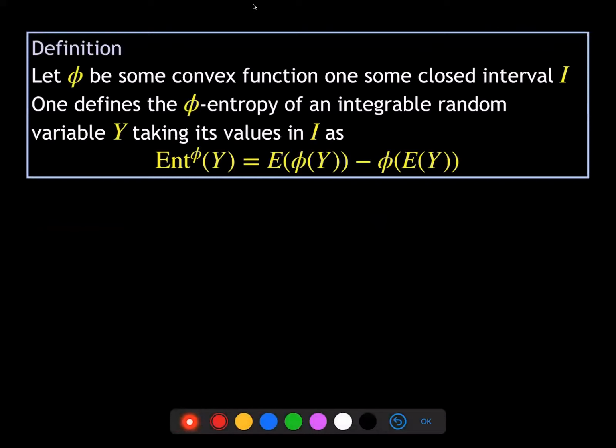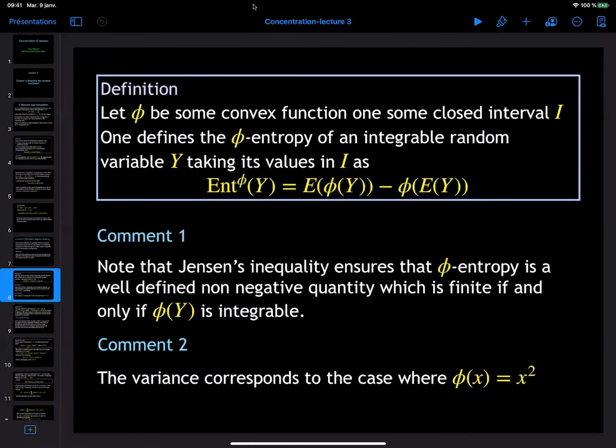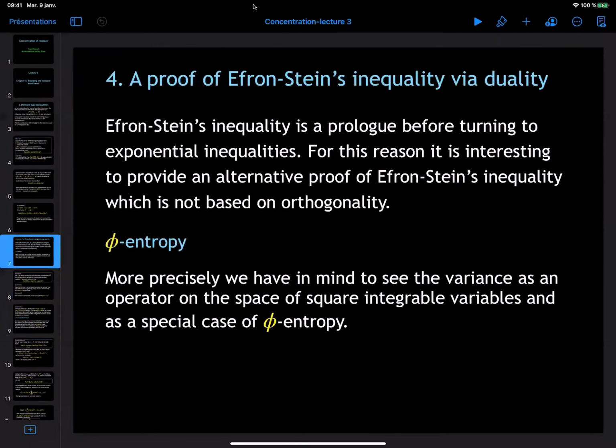If you consider some convex function on some closed interval I... An operator on the space of square integrable... Can you show me the last slide? The last slide, s'il vous plaît. Yes.